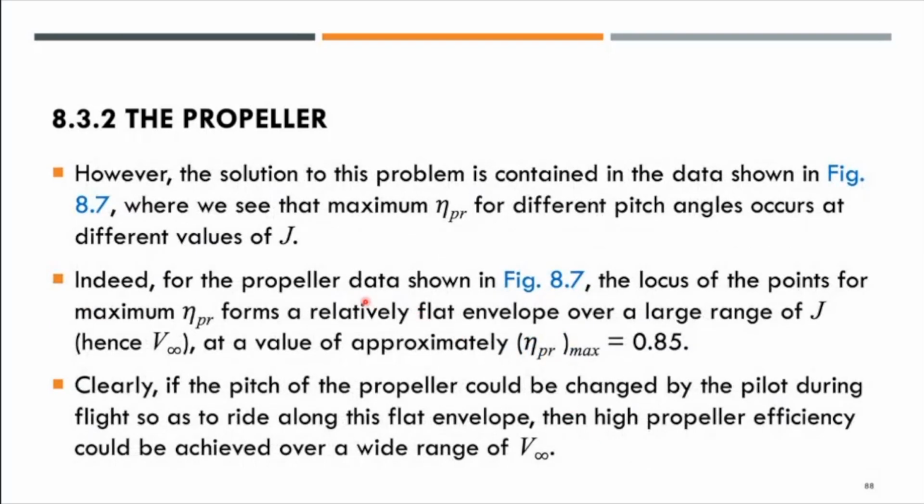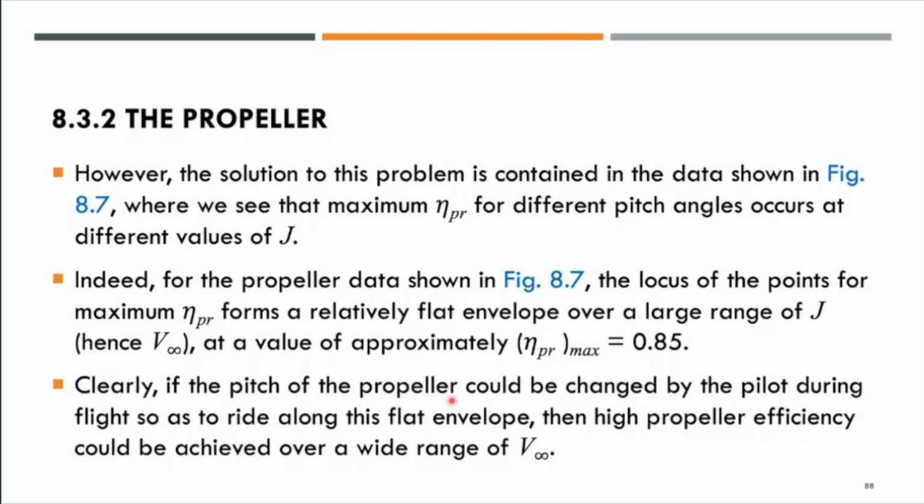However, the solution to this problem is contained in the data shown in figure 8.7, where we see that the maximum propeller efficiency for different pitch angles occurs at different values of advance ratio J. Indeed, for the propeller data shown in figure 8.7, the locus of the points for maximum zeta PR forms a relatively flat line over a large range of J values, at approximately the maximum propeller efficiency, which is equal to 0.85.